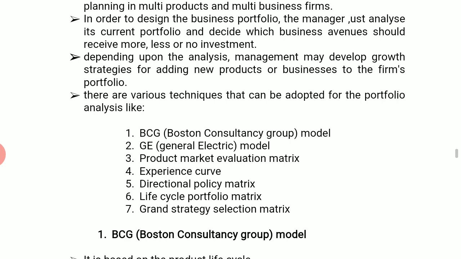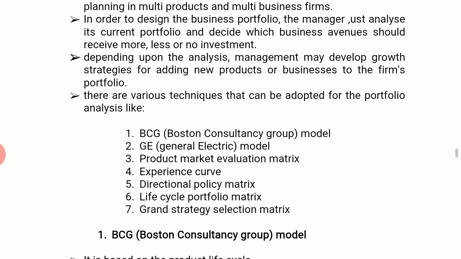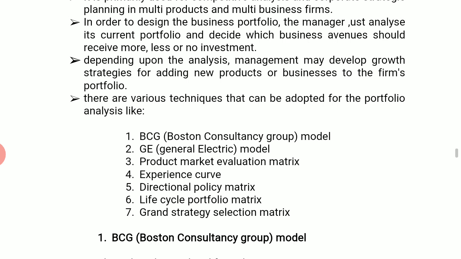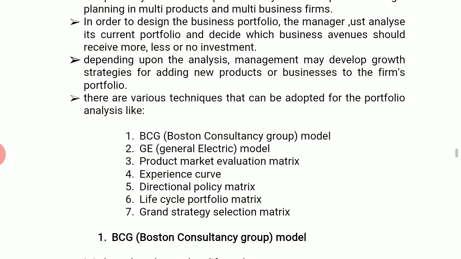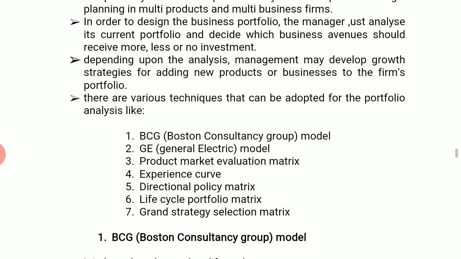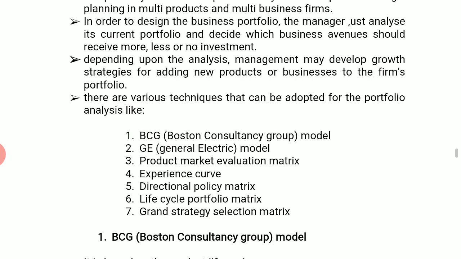Because it is related to the important resources of the company, the resources are to be used properly and justified as far as their returns are concerned. It is very important on the part of a manager to take up such kind of portfolio analysis. Depending upon the analysis, management may develop growth strategies for adding new products or businesses to the firm's portfolio, right?